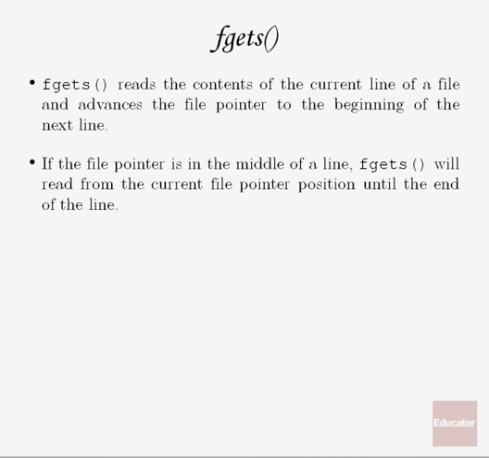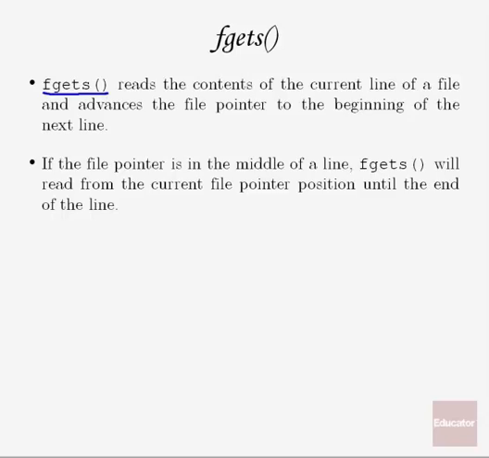So the first function we're going to introduce for reading from a file is called fgets. And what it does is it reads the contents of the current line of a file. So wherever the file pointer is, whatever line it's on, it reads out the contents of that line. And if the pointer is in the middle of the line, it just reads from wherever that pointer is until the end of the line. The other thing that it does is, after it reads the contents of the line, it actually advances the file pointer to the beginning of the next line.